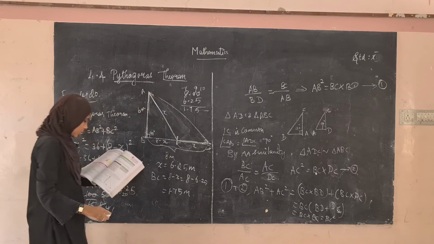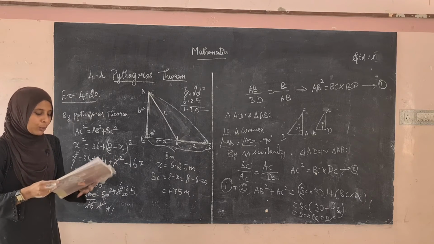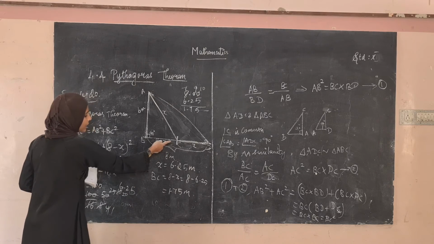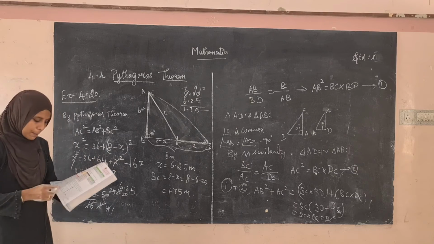So what they have asked is, how far is the insect away from the foot of the lamp post? Therefore, the insect is 1.75 meter away from the foot of the lamp post.